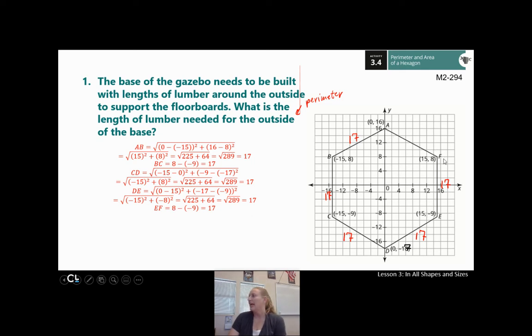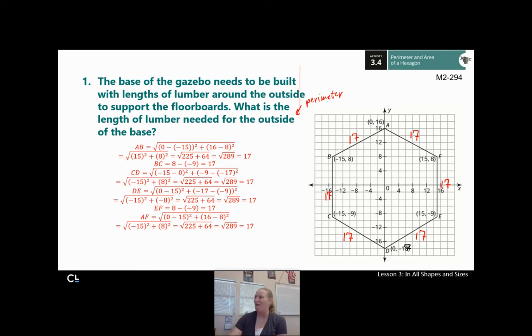Last but not least, AF. So we'll subtract our X's, 0 minus 15, subtract the Y's, 16 minus 8. So we have a negative 15 and an 8. You square them, you get 225 and 64. And again, we get 289. And again, the square root of that is 17. Wow, so they did a good job setting this up. It looks like all of the sides are 17. What a perfect little hexagon.